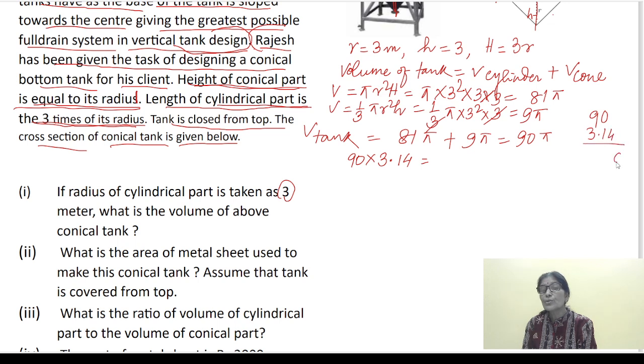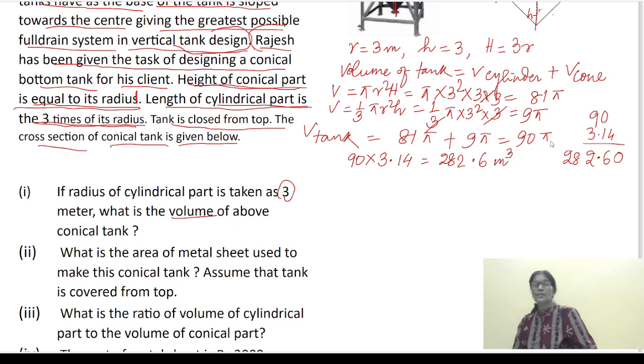So it will be 0. 9, 4 times is 36, carry 3. 9, 1, 3, 12, 1, 9, 3, 27, 28. So for this 0, I'll put 2 places, then the decimal. Then the answer is 282.6. And this question is about volume, so it will be meter cube.